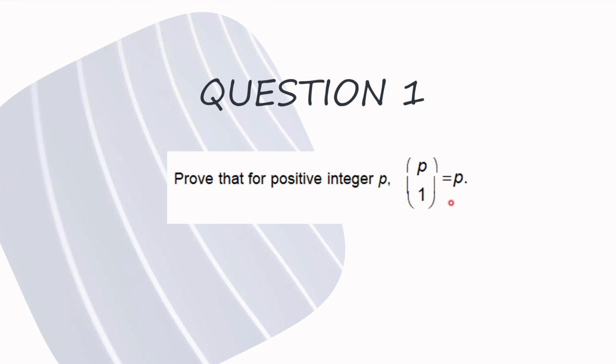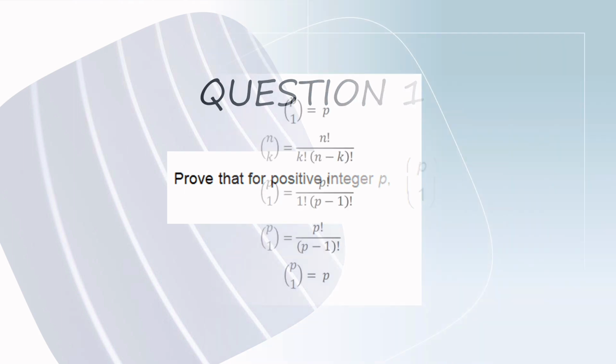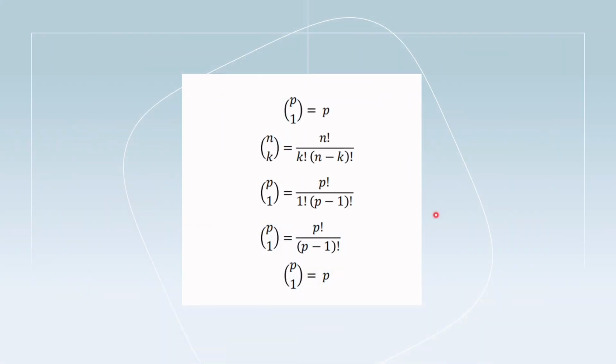First and foremost, let us take a look at question 1. Question 1 is from the binomial theorem, which needs proof that the positive integer p choose 1 equals p. In this question, we use a binomial coefficient, which has an equation of n choose k equals n factorial over k factorial times (n minus k) factorial.